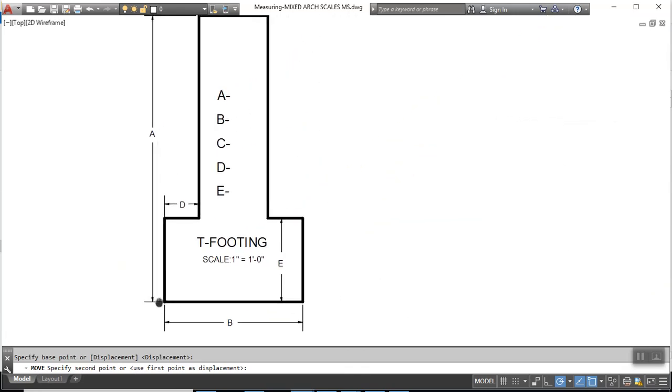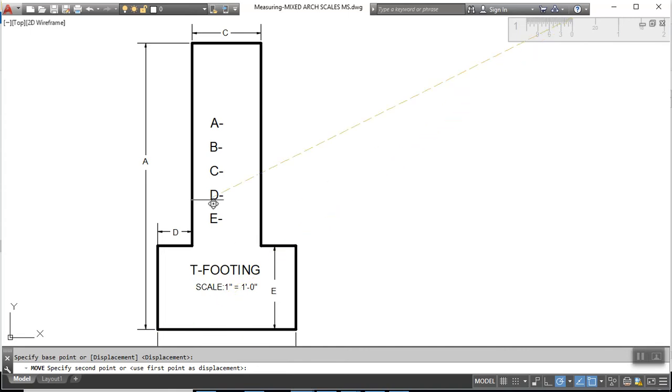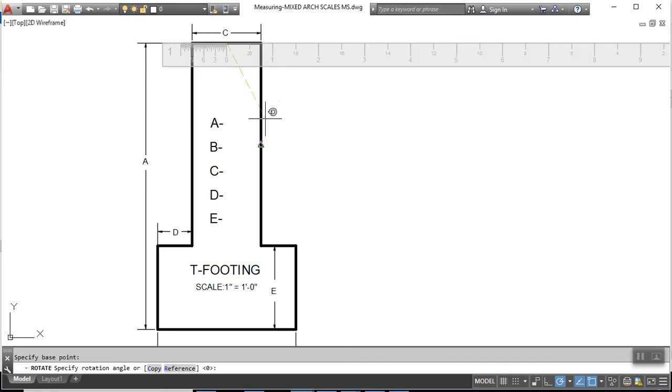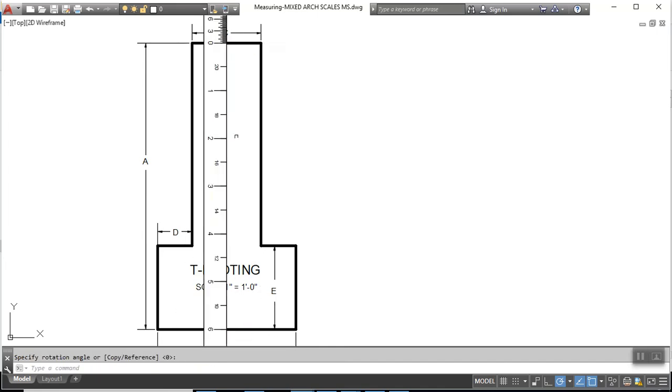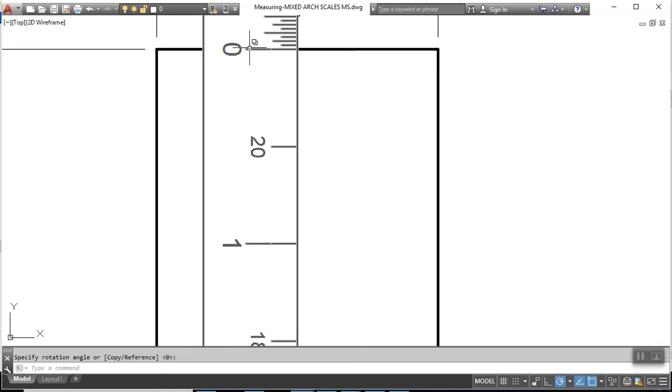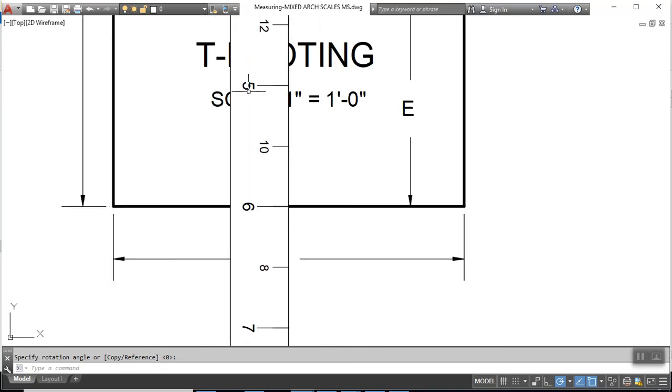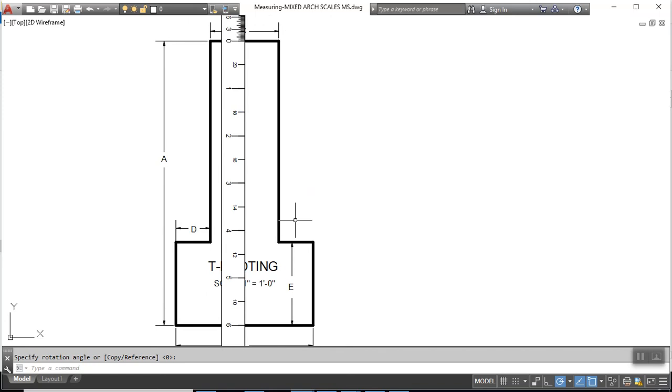Let's take a look at A. A wants to know what is the height of the footing. So I'm going to take my scale and I'm going to spin it around sideways. And I'm looking from the 0 down to the bottom. I'm taking my measurement and I see 5, I see 6, I see 7. So it looks like our footing is 6 feet tall.